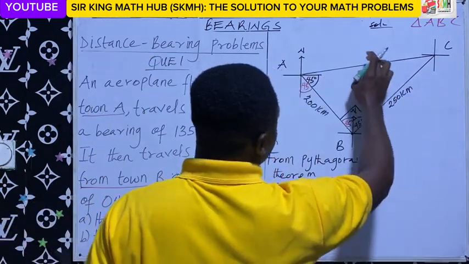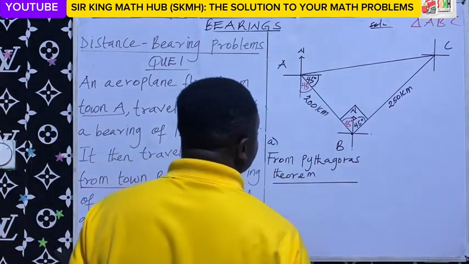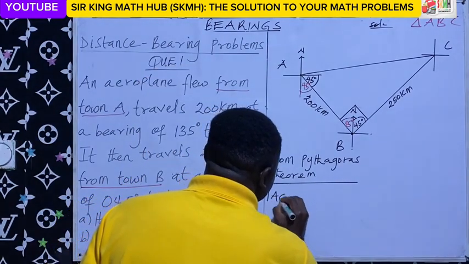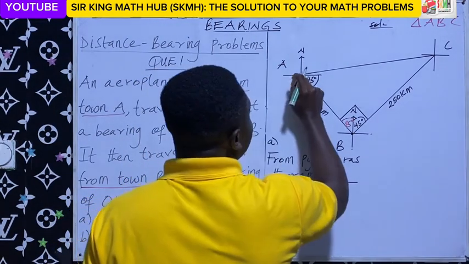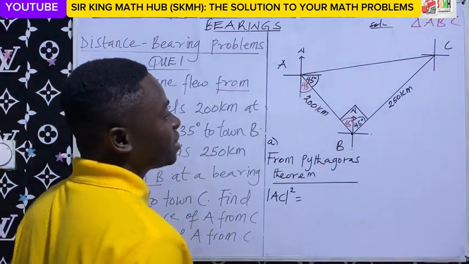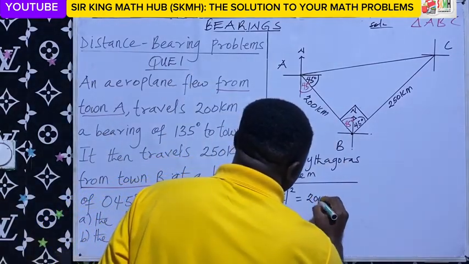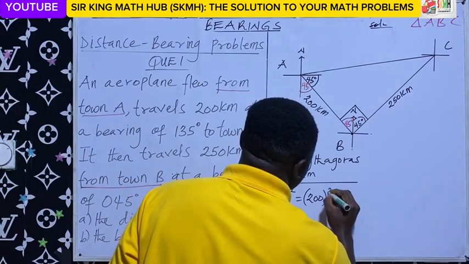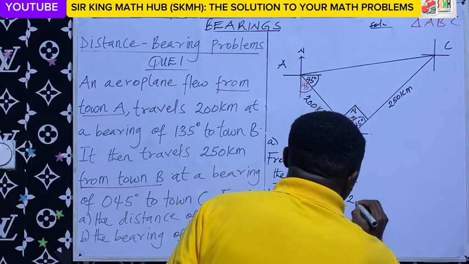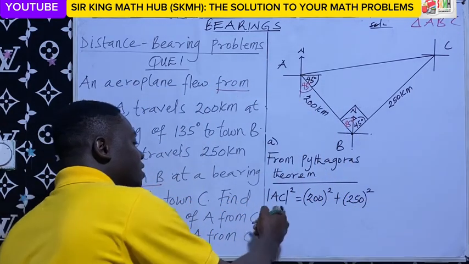AC is the longest side because it's the side facing the 90 degrees angle. So we know that the square of the longest side, in this case line AC squared, should be equal to the sum of the squares of the other 2 sides. This side measures 200 kilometers, so 200 kilometers squared plus the other side, 250 kilometers squared. So let's solve for AC.